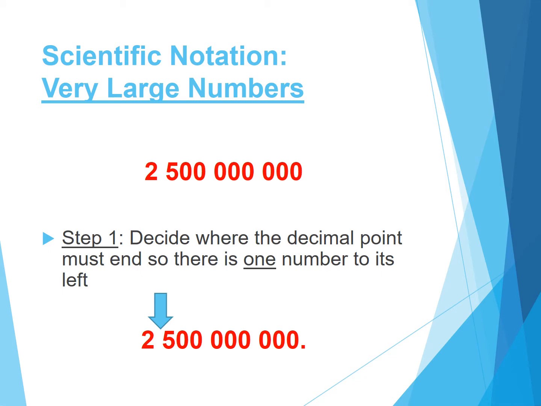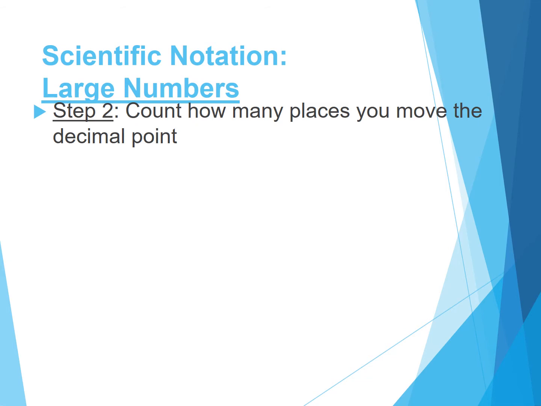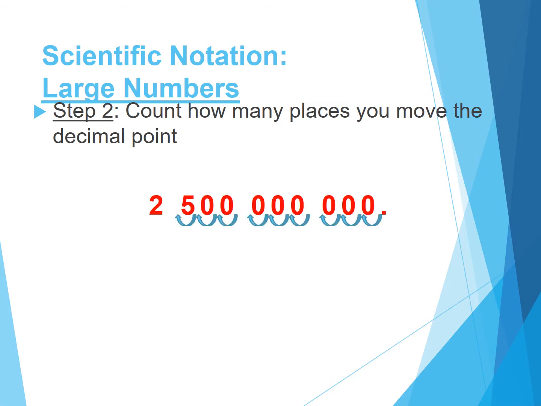So when dealing with very large numbers, our first step is to decide where the decimal point must end. There's only one number to its left. It's very important that we only have one number. So for this case, the decimal point is going to end up between the 2 and the 5. We're going to count how many places you move the decimal point. So we can move the decimal point in all those spots, and we count them, and that's going to be 9.